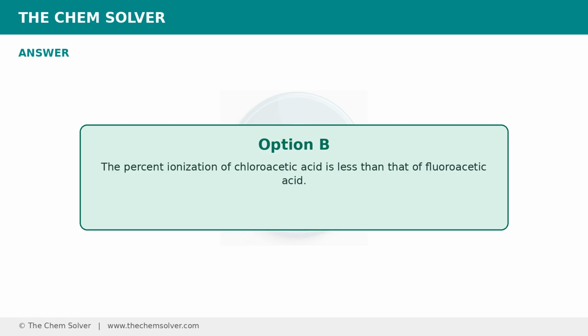The correct answer is option B. The percent ionization of chloroacetic acid is less than that of fluoroacetic acid.